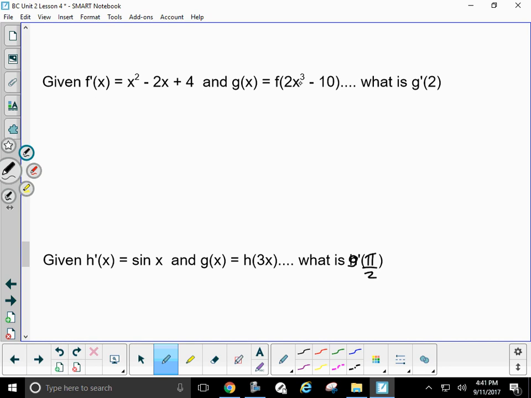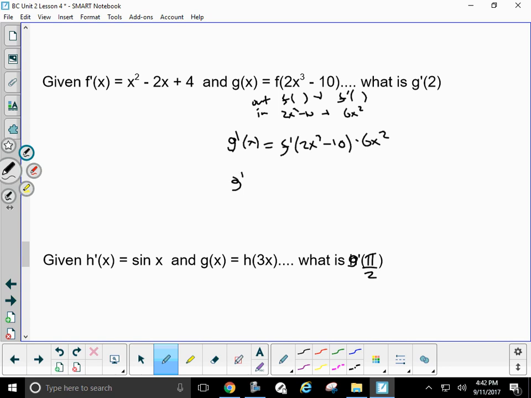g is f of 2x cubed minus 10. What is g prime of 2? Let's first find g prime of x. Well, it is a composition, so please note the composition. It's f of 2x cubed minus 10. The derivative of f of would be f prime of. The derivative of 2x cubed would be 6x squared. So g prime of x should be written correctly as f prime of 2x cubed minus 10 times 6x squared.